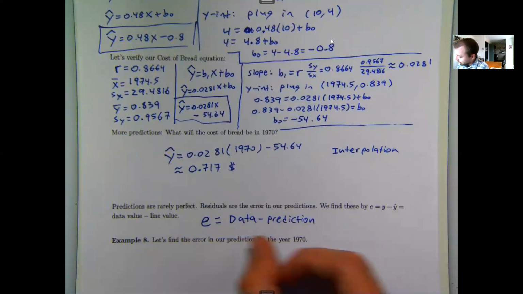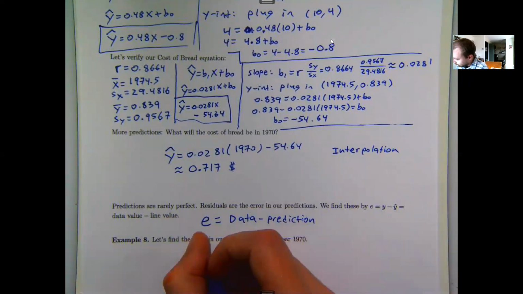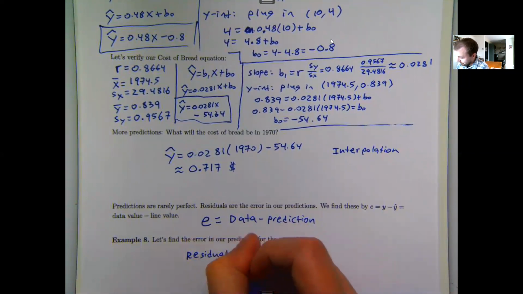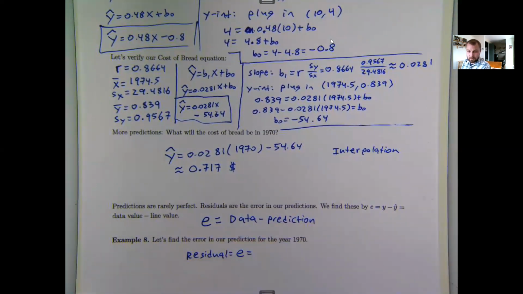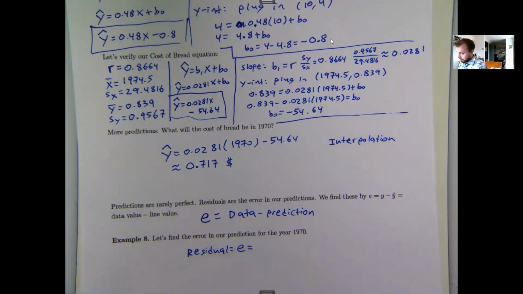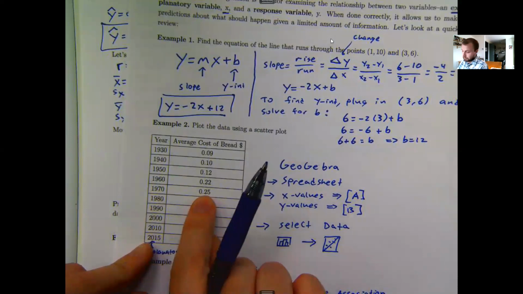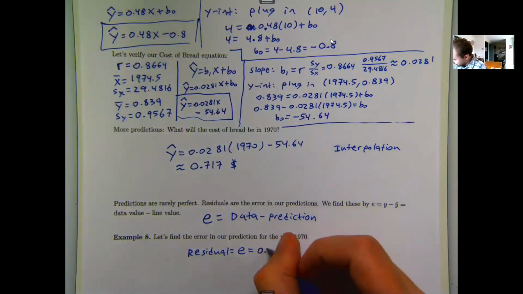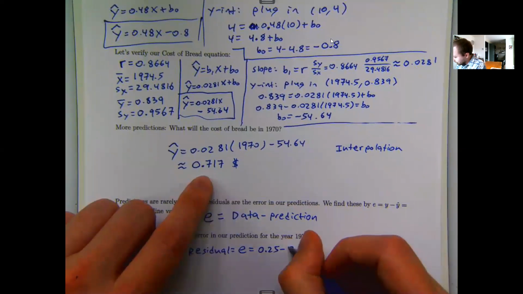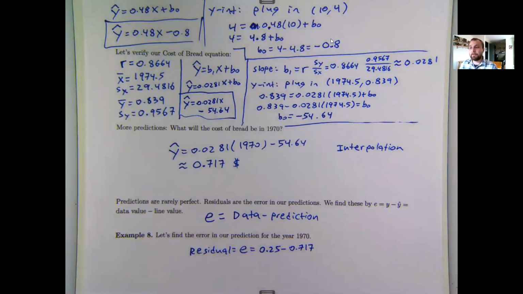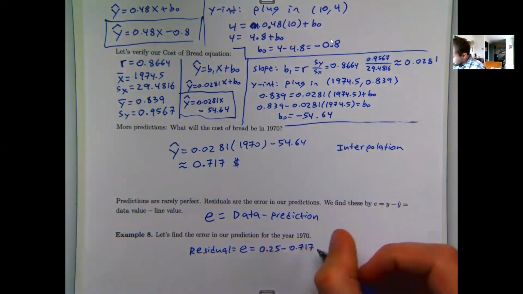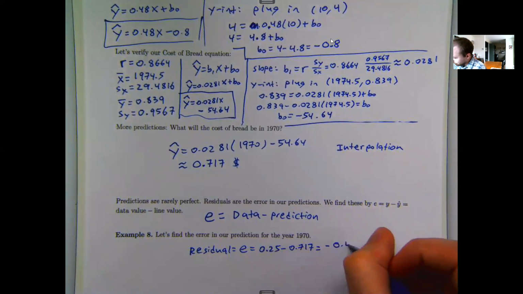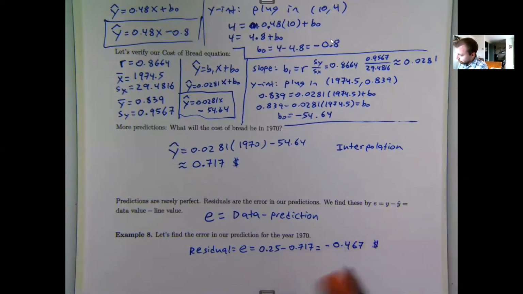So for example, if I want to know what the error in the prediction was for 1970, my residual, or my error amount, I'm going to take what it actually was in that year. In 1970, it was 25 cents. And I'm going to subtract the amount that I predicted to see how far off I was. So in this case, 25 cents, take away 71.7 cents. It looks like I have an error amount of about 47 cents or so, which all things considered, seems like a lot of error.